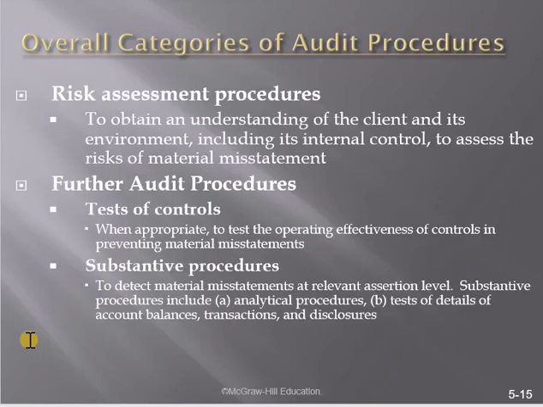So, the overall categories of audit procedures. You have risk assessment procedures, and then you have further audit procedures. Your risk assessment procedures are designed to obtain an understanding of the client and its environment, including its internal control, to assess the risk of material misstatement. Further audit procedures are your tests of controls and substantive procedures. Tests of controls, when appropriate, test the operating effectiveness of controls in preventing material misstatements. Substantive procedures are to detect material misstatements at the relevant assertion level. Substantive procedures include analytical procedures and tests of details of account balances, transactions, and disclosures.